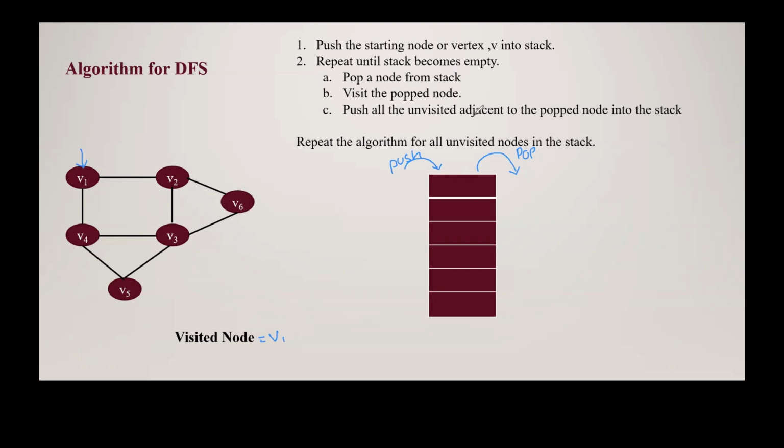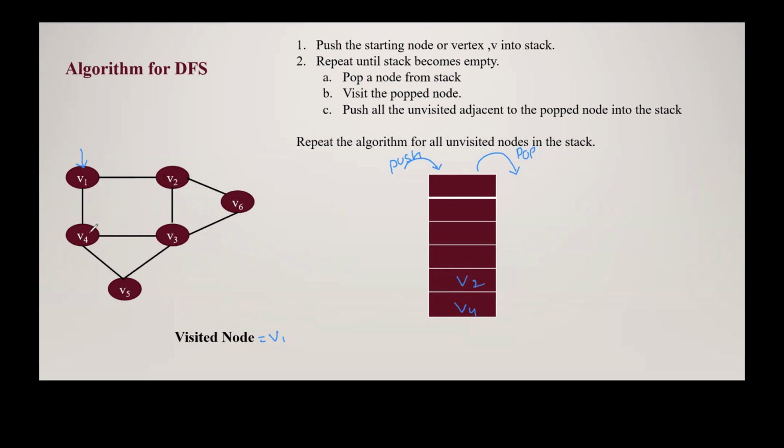Push all the unvisited adjacent nodes of the popped node. So here, which nodes are unvisited adjacent? B4 and B2. Now you may insert them as B4 then B2, or B2 then B4. Any sequence we can follow. It is our choice which sequence we want to follow. Whatever sequence we follow, throughout the traversal we have to do the same thing. For example, I insert B4 first, then B2.